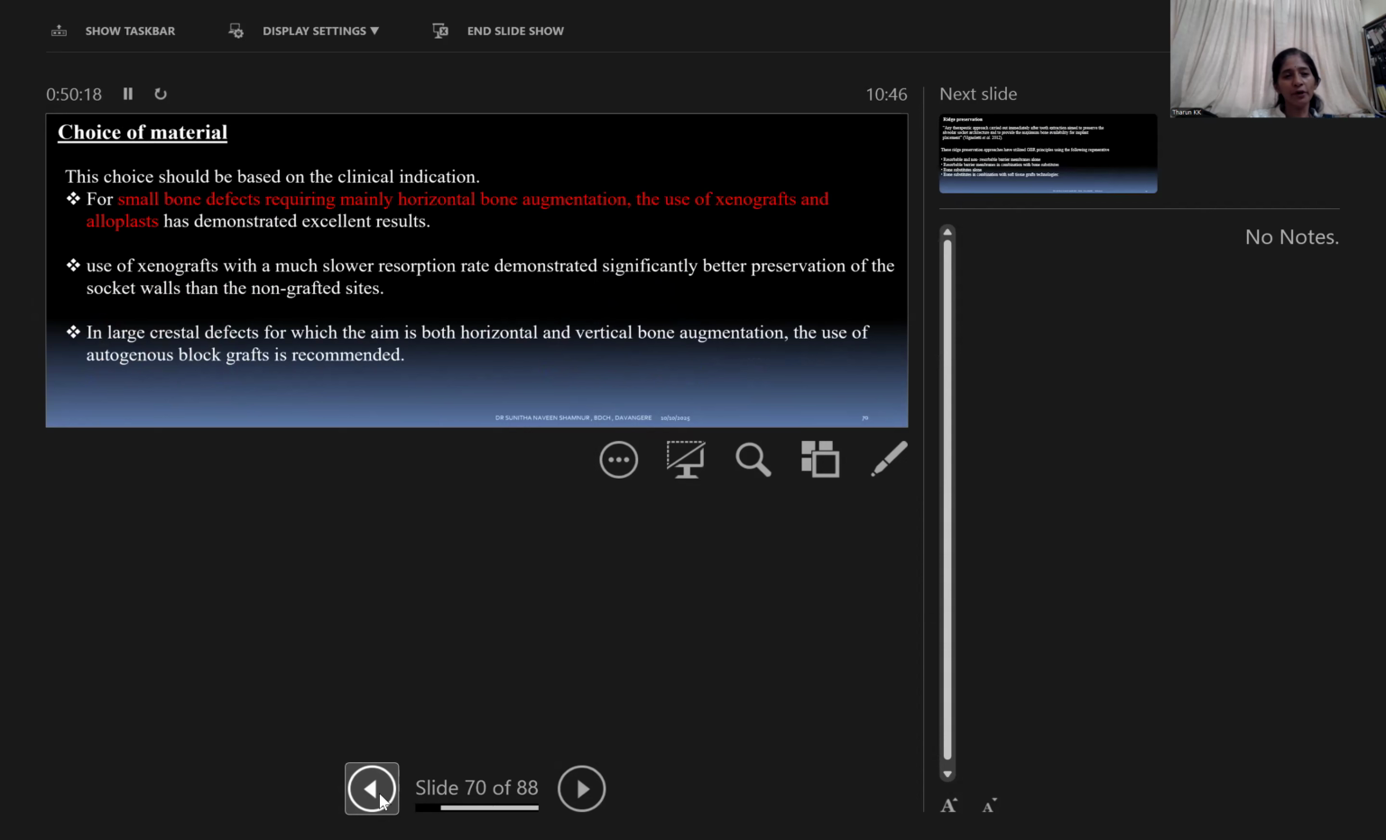Okay, like I've already mentioned earlier, the choice of the material depends mainly on your augmentative procedures. And the use of a xenograft has got a lower rate of resorption as compared to the others, thereby you have the volume that can be saved up to the 5 months till the conversion happens.